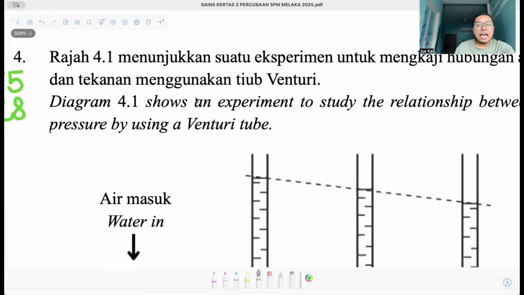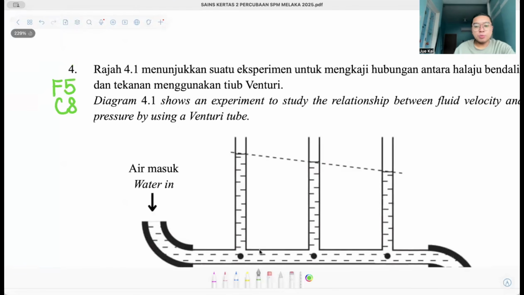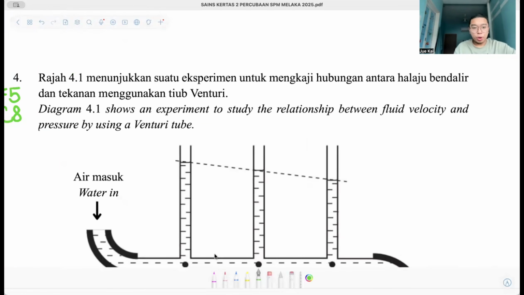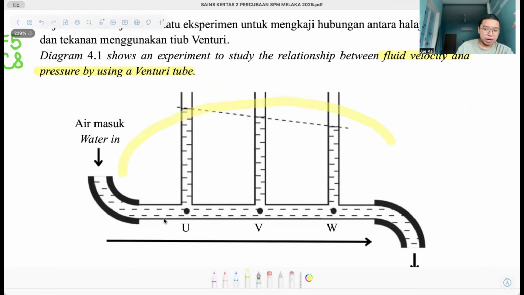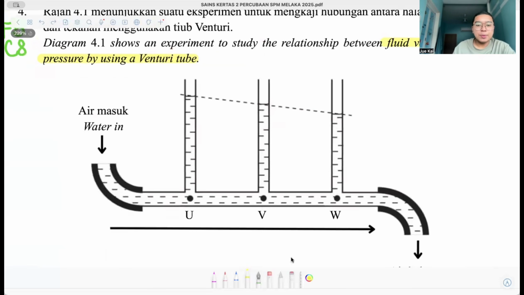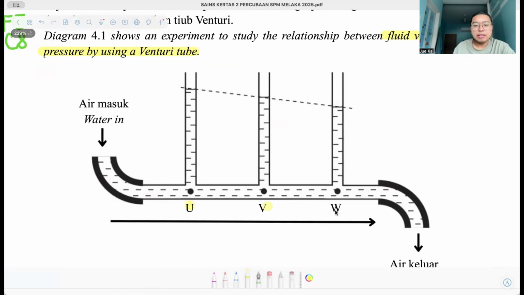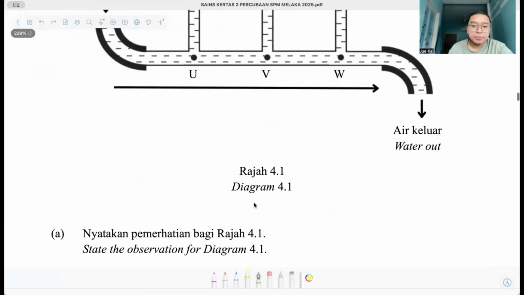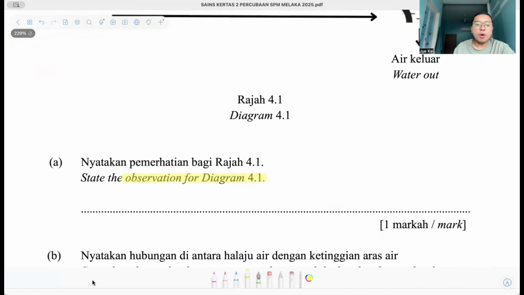So, diagram 4.1. Let's proceed now. Diagram 4.1 shows an experiment to study the relationship between fluid velocity and pressure by using a venturi tube. Venturi tube is actually this one. So you see U, V, W. Nothing here, so I don't care. State the observation for diagram 4.1. Okay, it wants you to write down the observation.